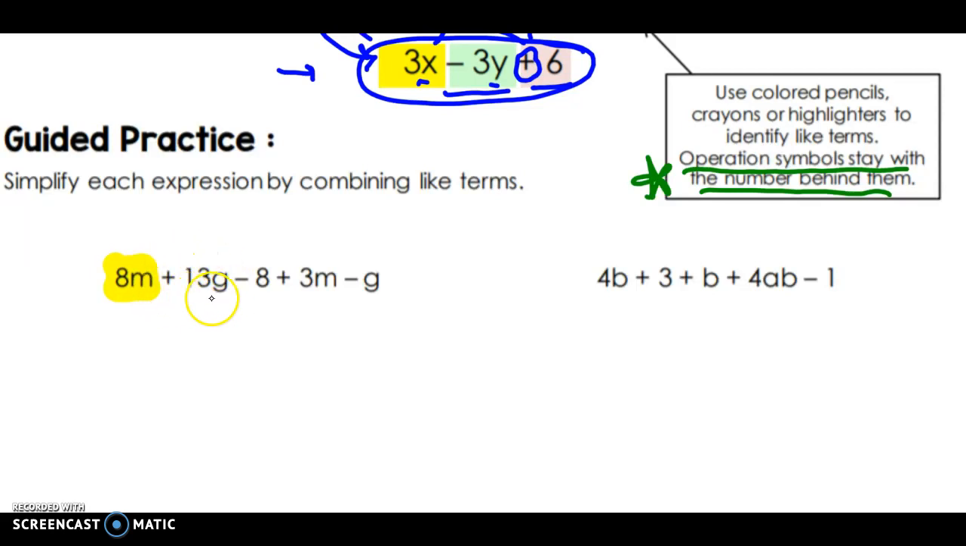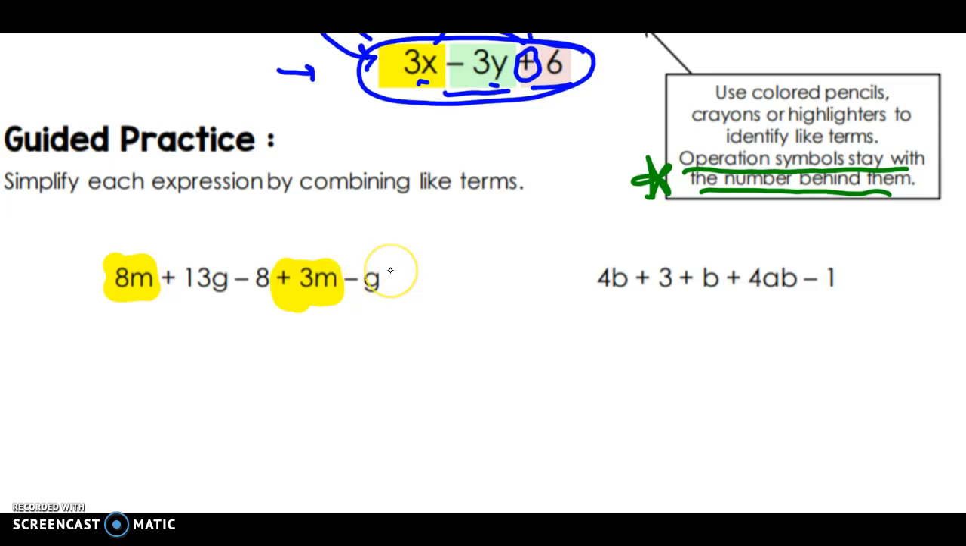I see a 13G next, which doesn't have an M, so that's not something we can combine. We have a -8. That's a constant I can't combine. But then I have a +3M. And again, notice in my highlighting, I'm being very careful and including that plus sign with the 3. Please be sure that you are including those signs, otherwise something's going to get lost. That plus sign goes with the 3.